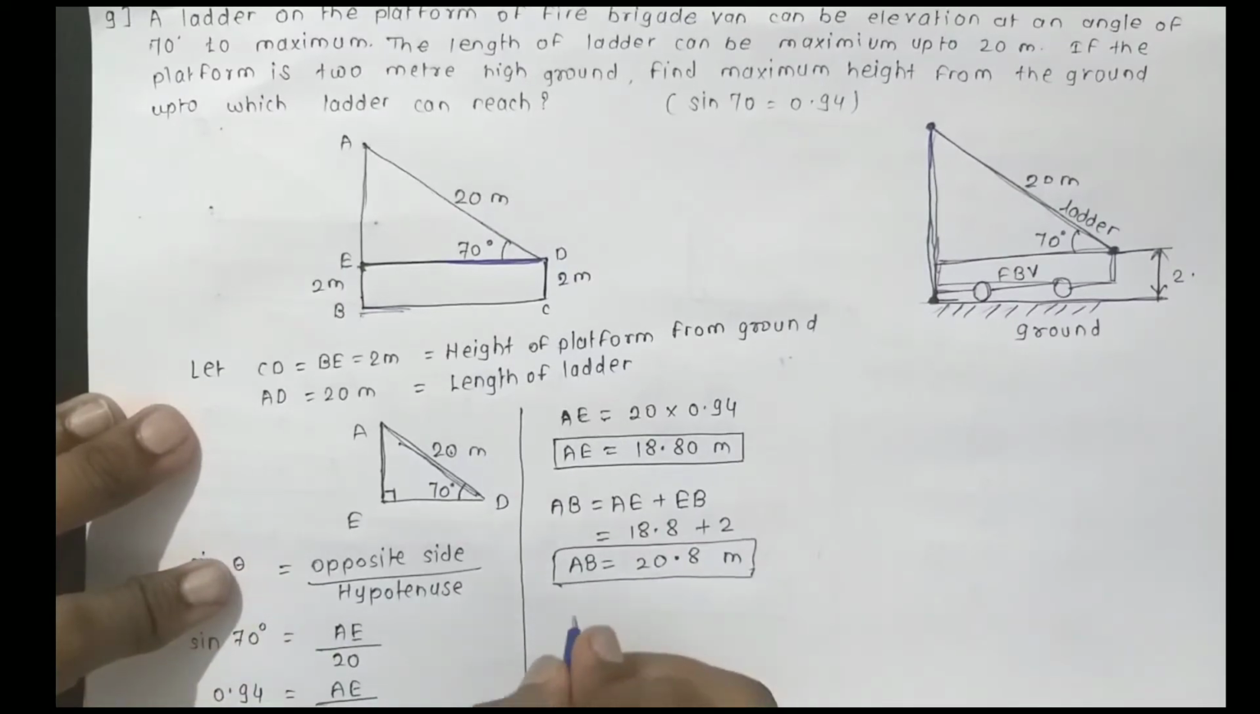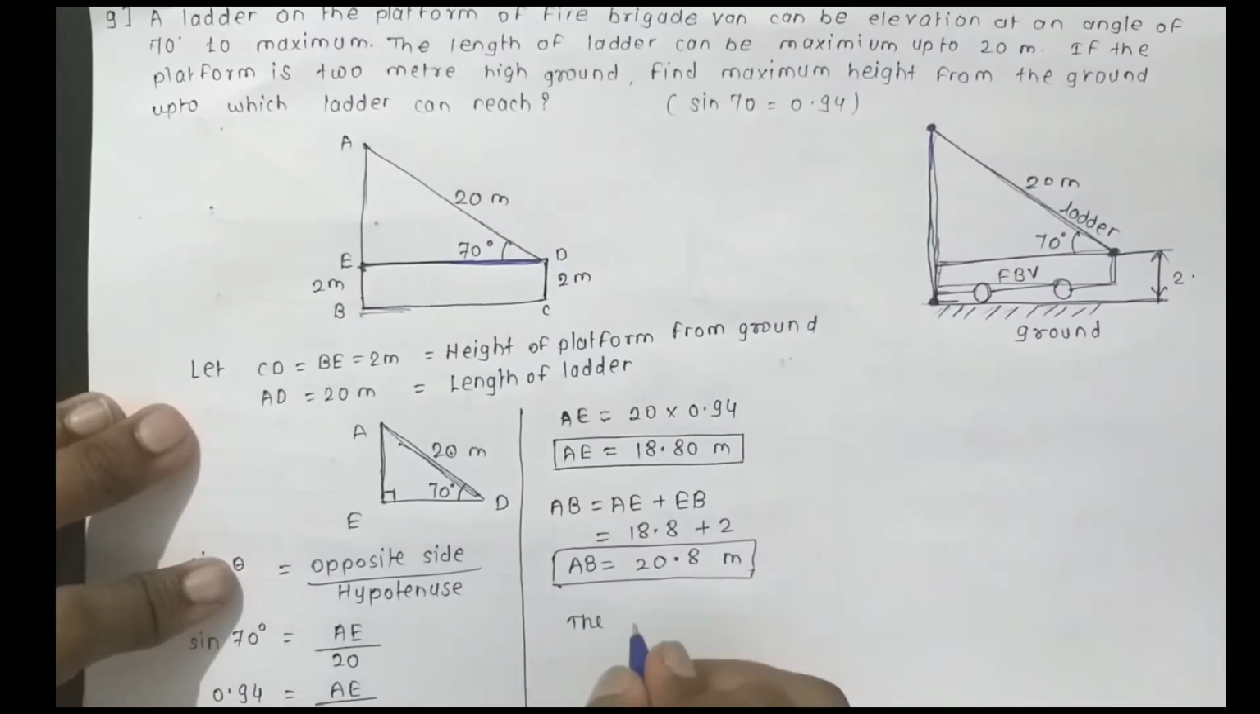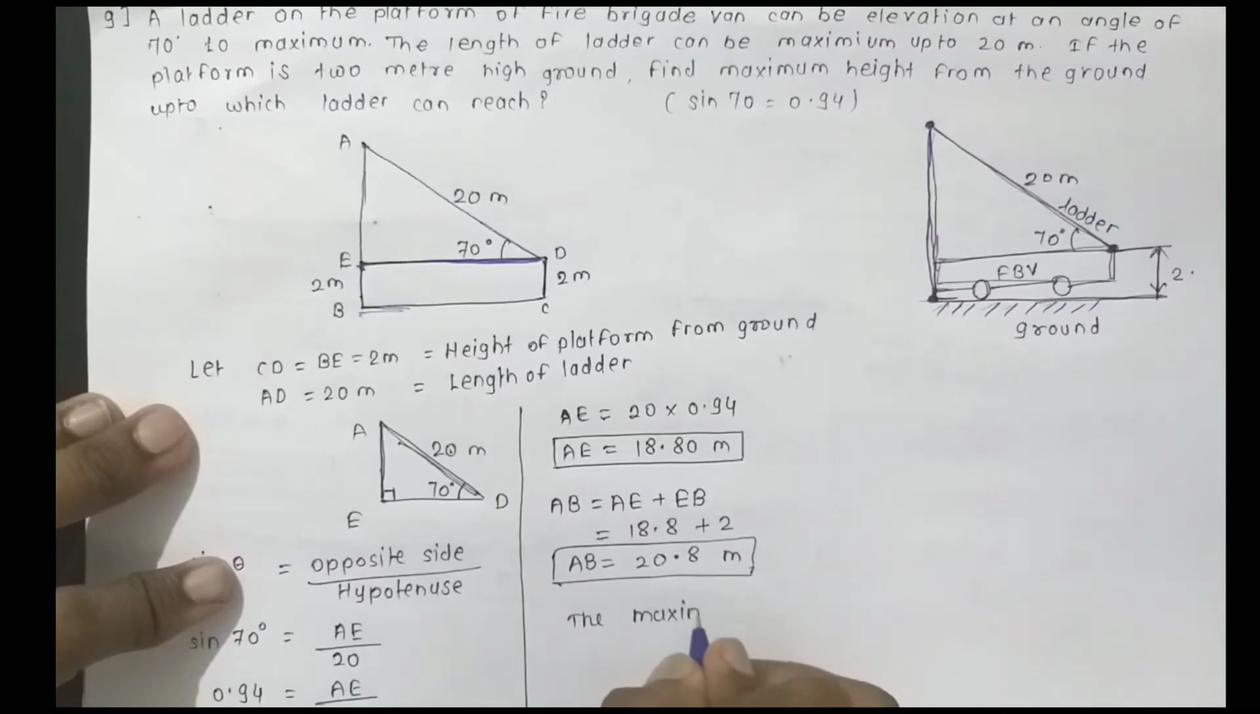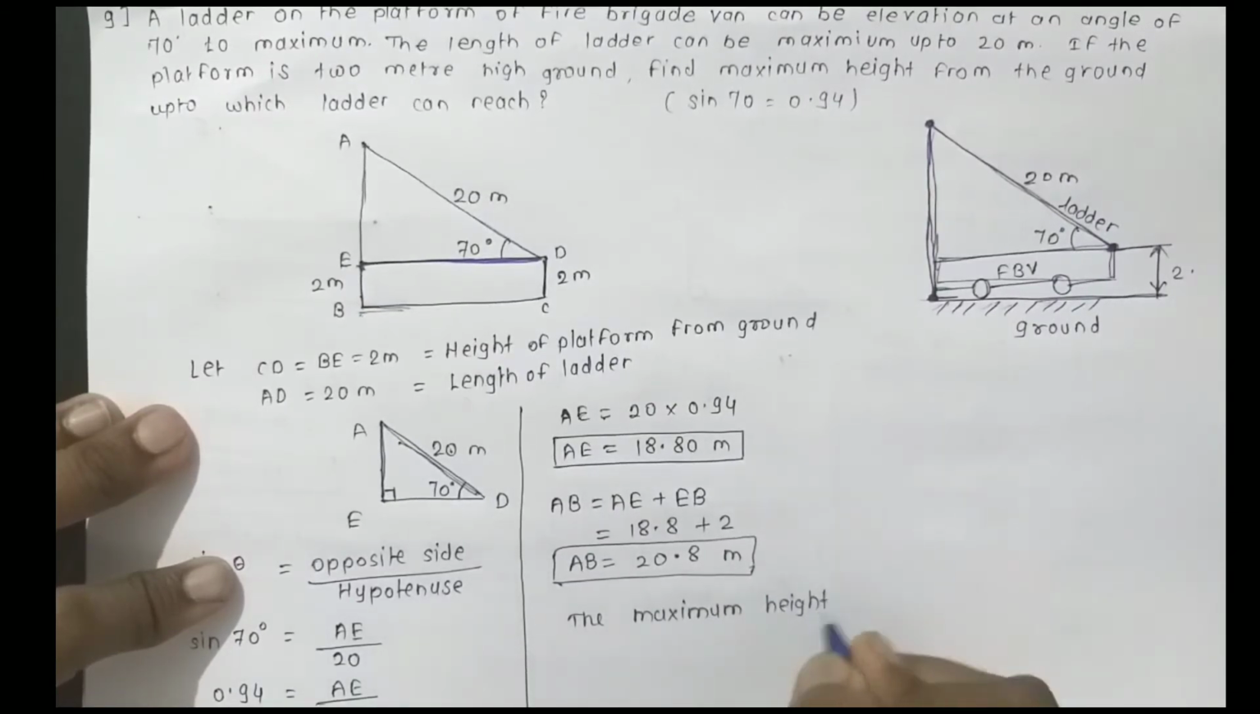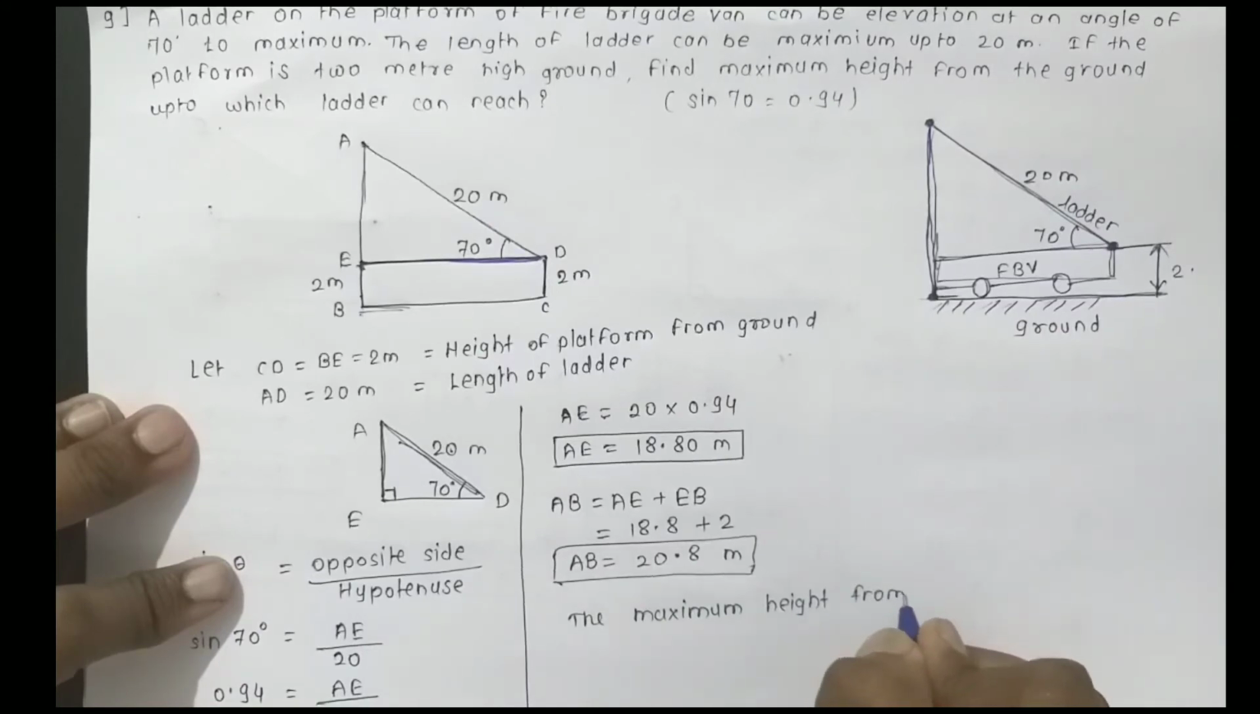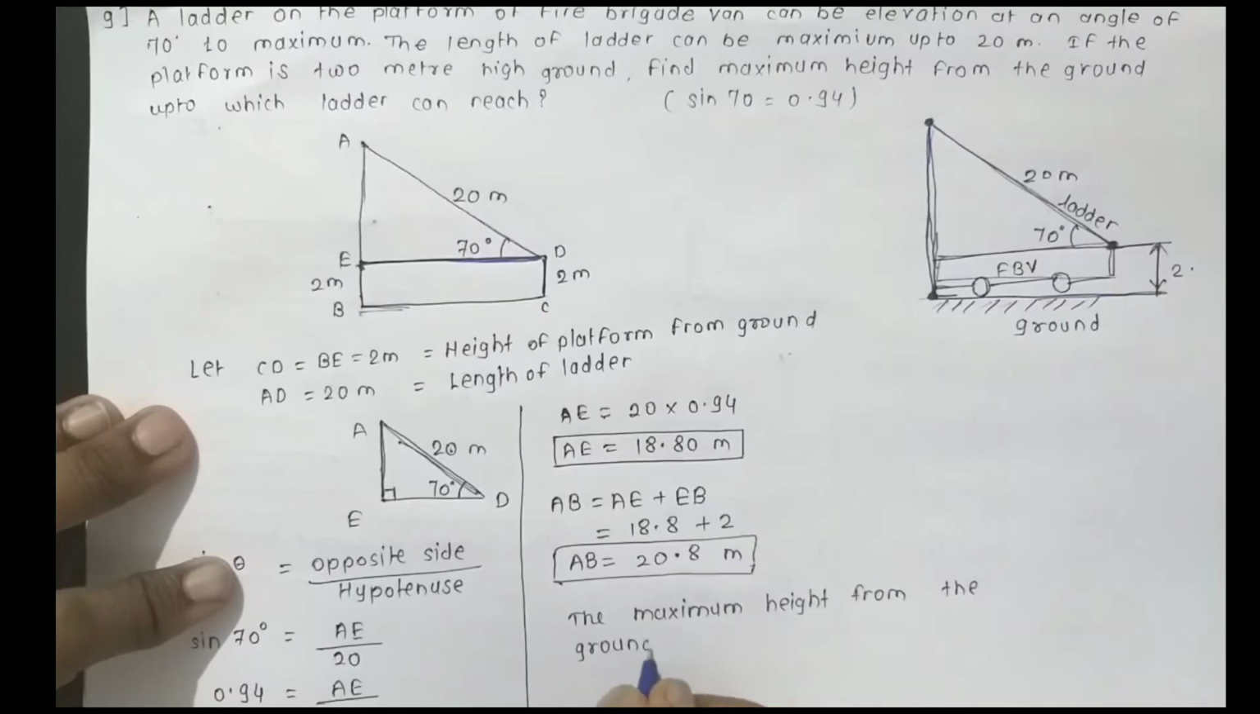Then write the sentence. The maximum height from the ground up to which the ladder can reach is 20.8 meter.